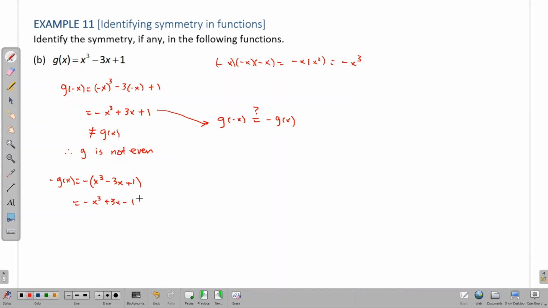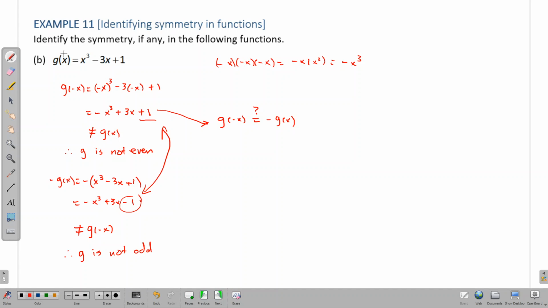So now we compare this one to this one. Are these two the same? Almost. They start off the same, but then this part here does not match this part here. Those are different. So this is not equal to g of negative x. Right? We wanted this to equal this in order for it to be odd, but they're not the same. So therefore, g is not odd. It's neither even nor odd. So it doesn't have the symmetries that we were talking about.